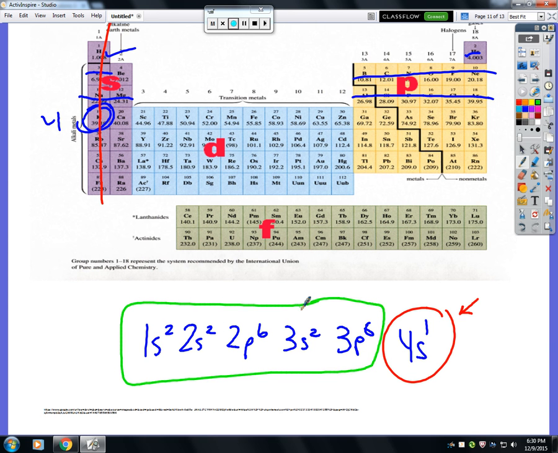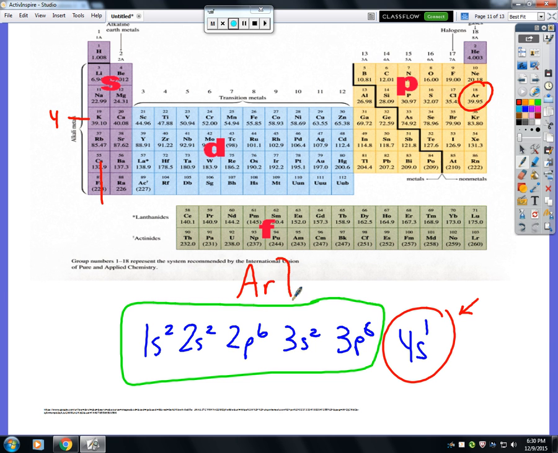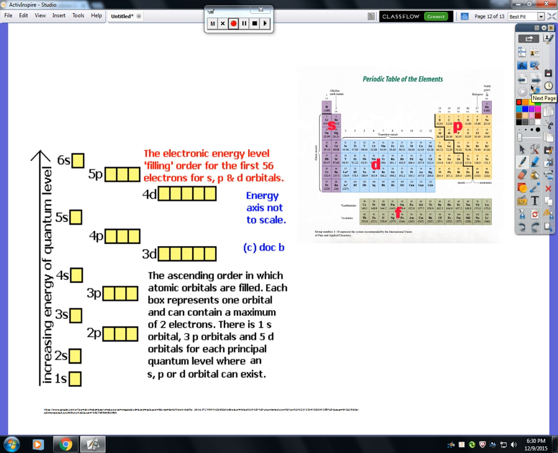So how would I write the noble gas configuration for that? Well, I would have to look at the floor below. What floor is my valence electron? The fourth floor, right? The valence electron is on the fourth energy level right here. So I look back on the third. At the end of my third floor, I have argon. So I write argon, 4s1. Let's do one more, and then we're done for this podcast.